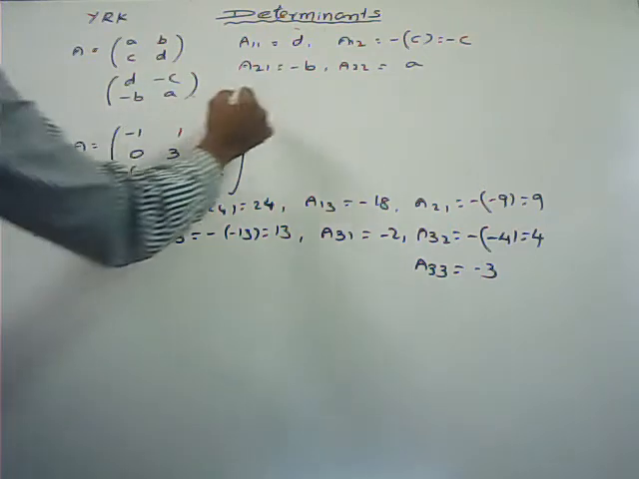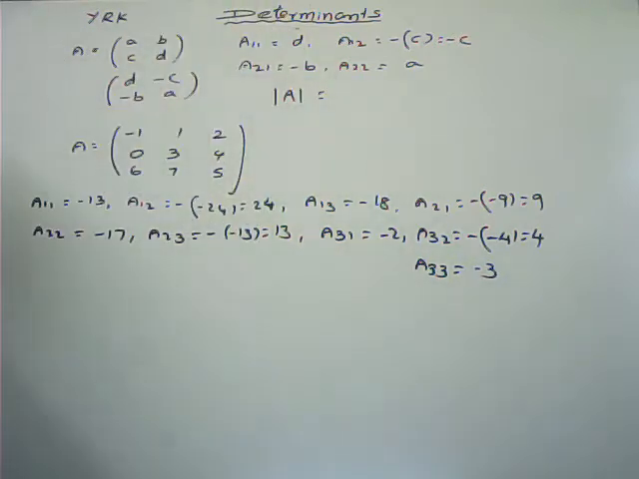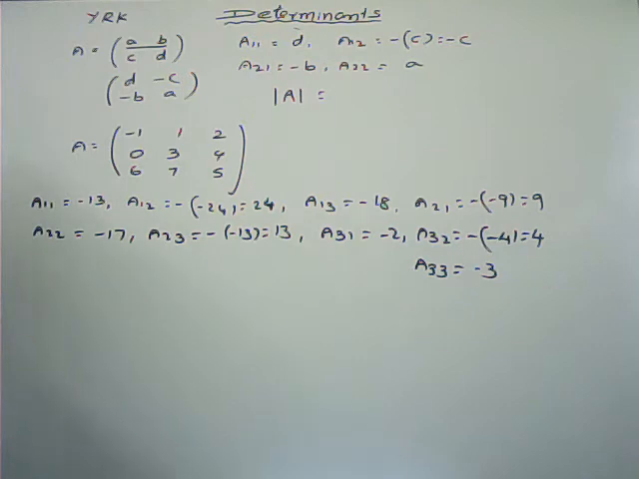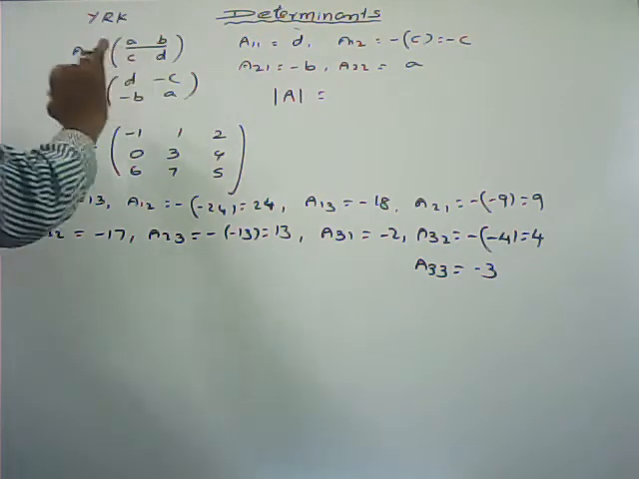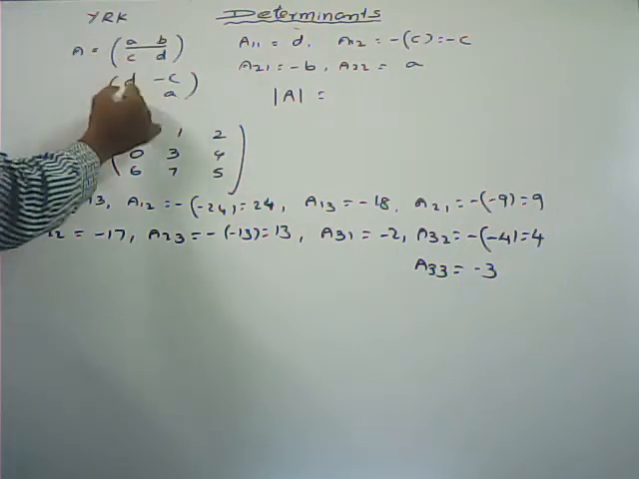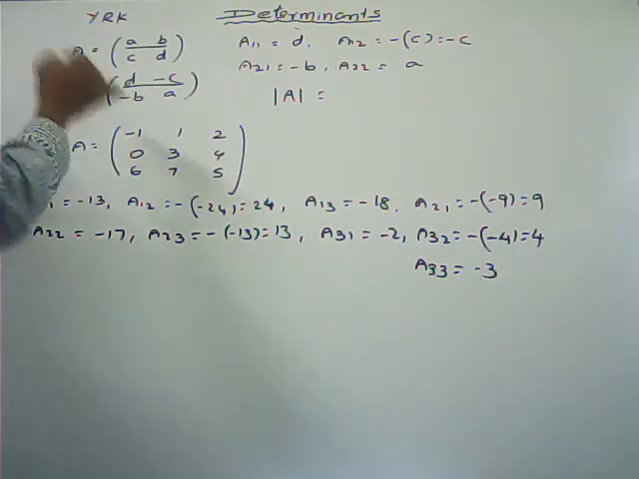Now I am going to give the actual definition of the determinant. The determinant of a square matrix is the sum of the products of the elements of any particular row or column with their corresponding cofactors. See here, if I take the first row, these are the corresponding cofactors.